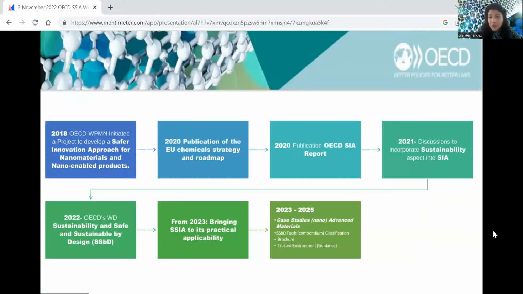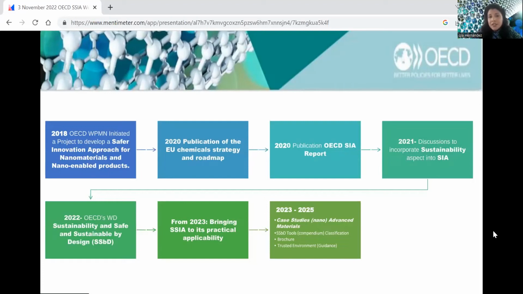So I want to give you a little bit of historical background of where we started. The safer innovation approach for nanomaterials and nano-enabled products started as a really small project in 2018. In 2020, the EU published the Chemical Strategy for Sustainability, where safe and sustainable by design plays a very central role. By this time, we were already working on a publication where we provided working descriptions for SIA, safe by design, regulatory preparedness, and trusted environments, which I'll explain later on. We also did an overview of tools, methods, and case studies, and an overview of barriers and incentives for SIA. This was in our first publication.